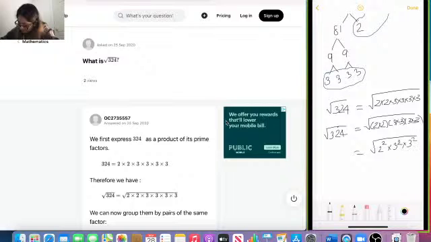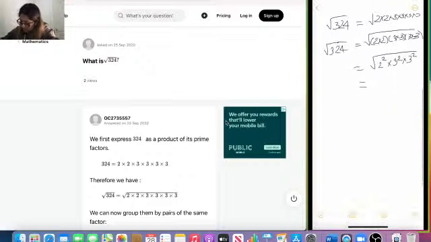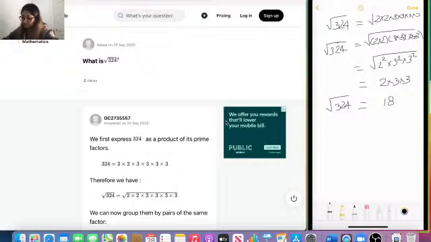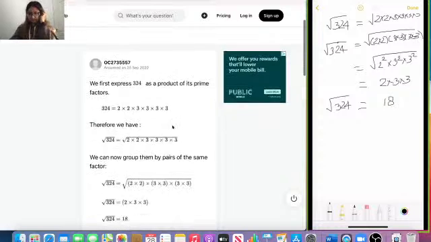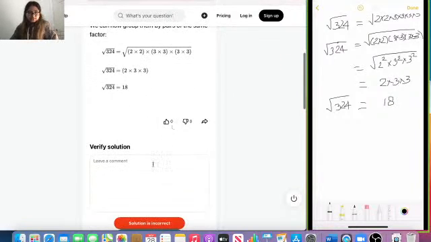Okay, and so you can further write this as 2 squared times 3 squared times 3 squared. And since it's under a square root, your squares are going to get cancelled out, and you get 2 times 3 times 3. 2 times 3 is 6, times 3 is 18, and so the square root of 324 is equal to 18. Okay? And yes, this is what they have got.